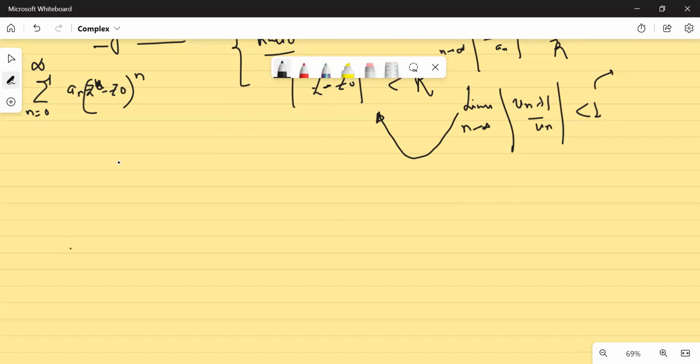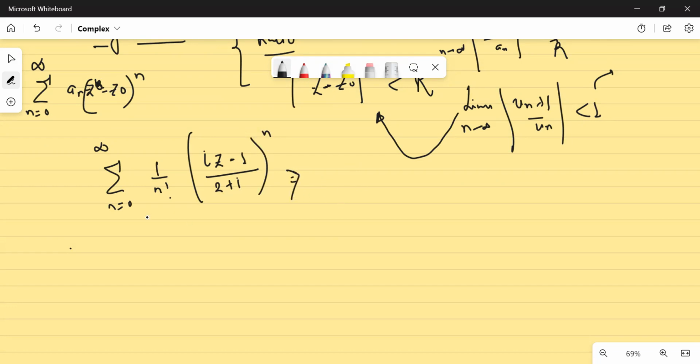So let me do it all over again. It was the sum from n equal to 0 to infinity. Here it was 1 over n factorial. Here it was, I think, iota z minus 1 divided by 2 plus iota, and this was raised to the power n. So how to go about this particular function? You just take all these things common out. So this will give me iota upon 2 plus iota raised to power n. 1 upon n factorial will come out. There would be a summation sign here, n equal to 0 to infinity, and here it will be z minus this entire thing.